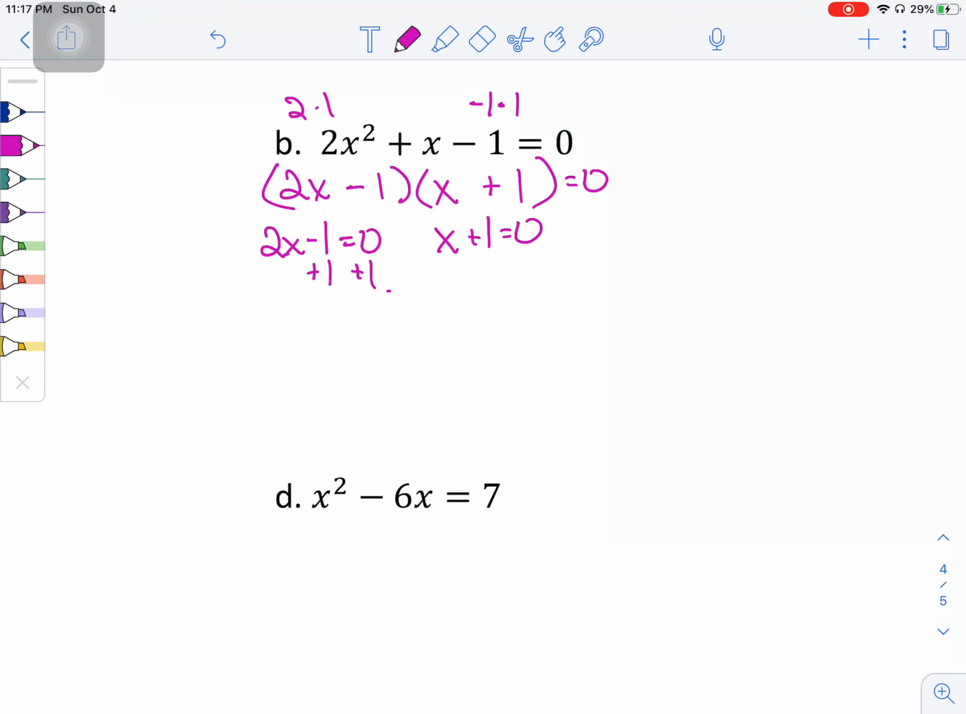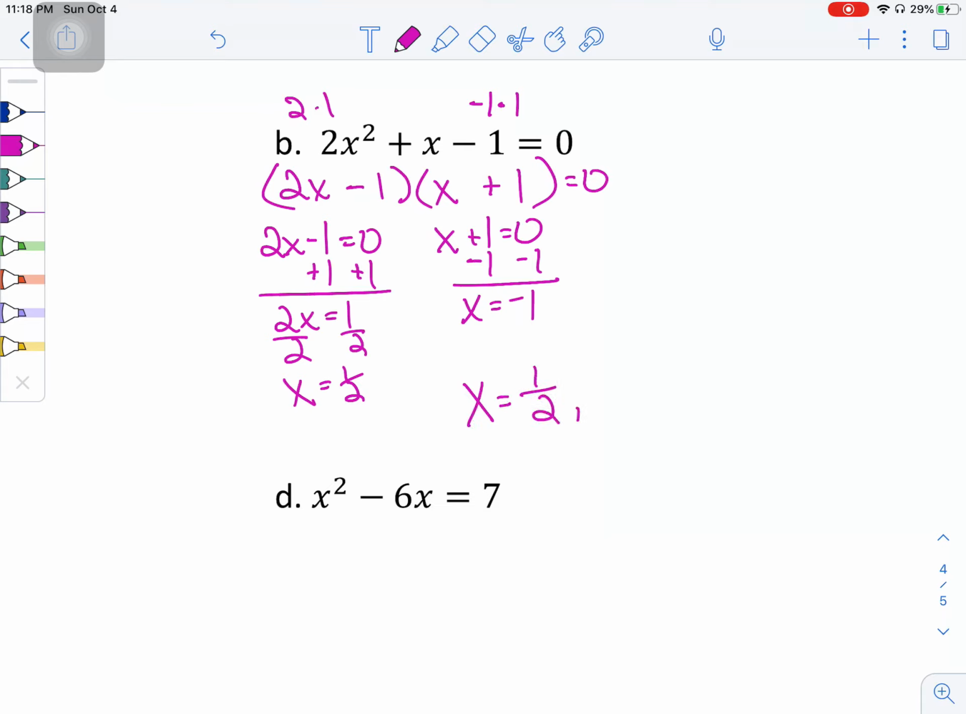So I'm going to add 1. So I'm going to get 2x is equal to 1, divide by 2. So x is equal to 1/2. Please leave your answers as fractions. Thank you very much. And x is equal to -1. So again, you could absolutely just box those up separately. You can put them together, whatever you want to do as far as getting your answers together. All right, so that's part B.